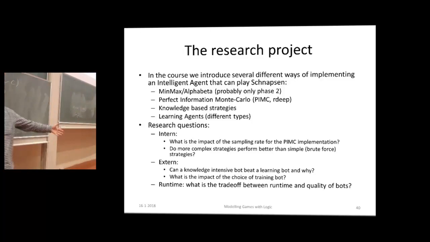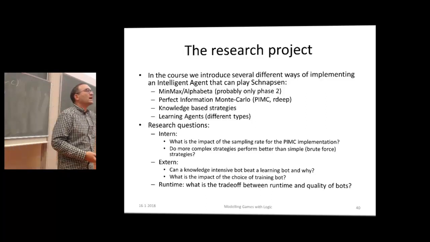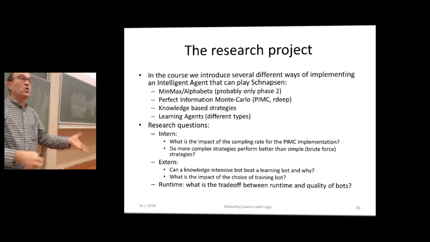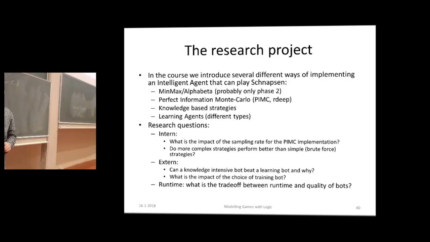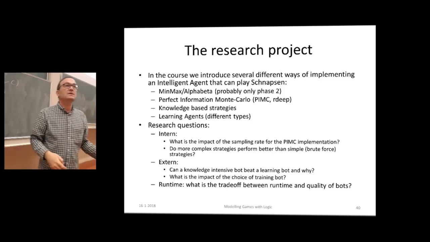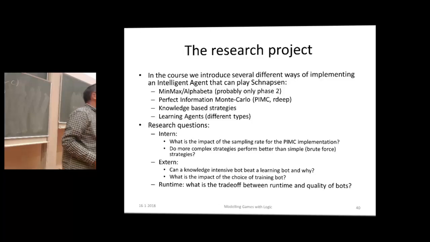It might be that a strategy that works after the first trick doesn't work after the second, and so forth. All of these give us interesting research questions, such as what is the impact of the sampling rate for the perfect information Monte Carlo bot? If you sample only 8 runs, that should be different from sampling 200 runs, or sampling from the top to the root, or from the top to the second phase and then doing an alpha-beta pruned min-max algorithm. That should give you different results. And the question is really, for us as AI researchers, which is the best strategy to apply?